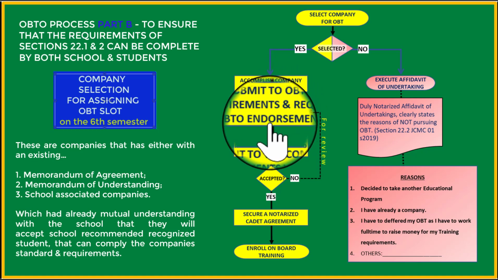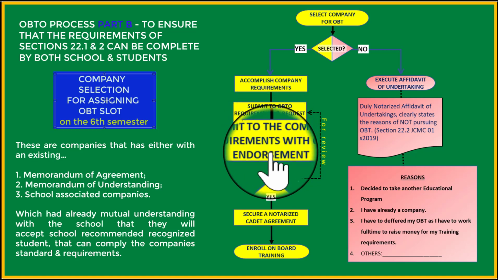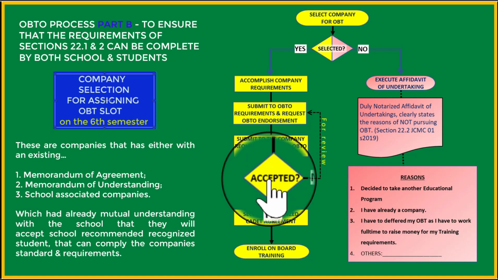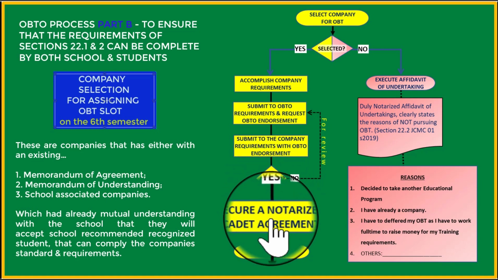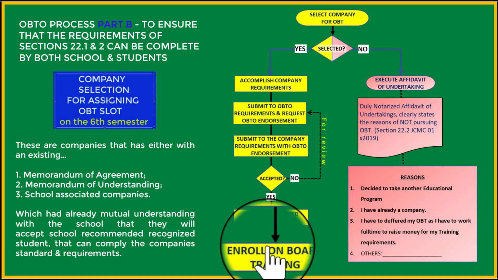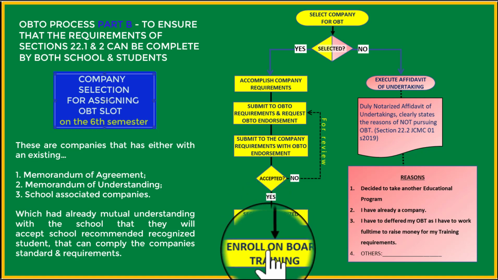Once you have the endorsement, you submit it to the company. Then, once you're accepted by the company, secure a notarized cadet agreement. With this notarized cadet agreement, you can now enroll your OBT or onboard training.